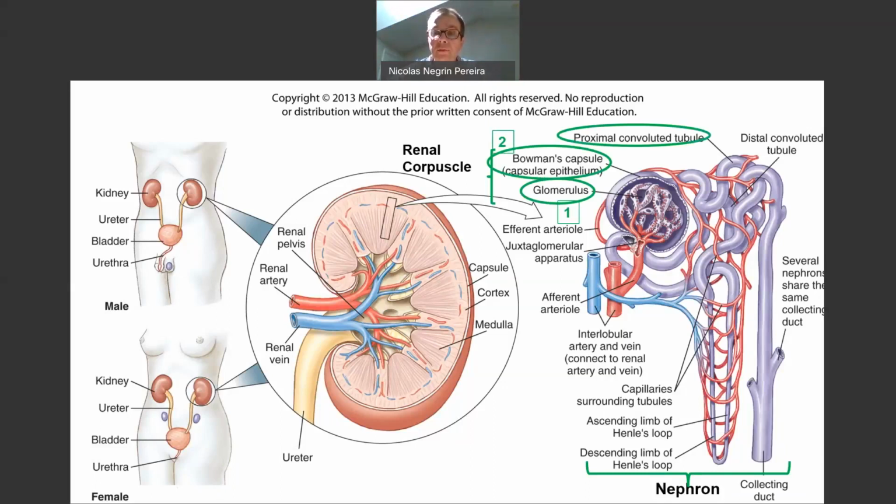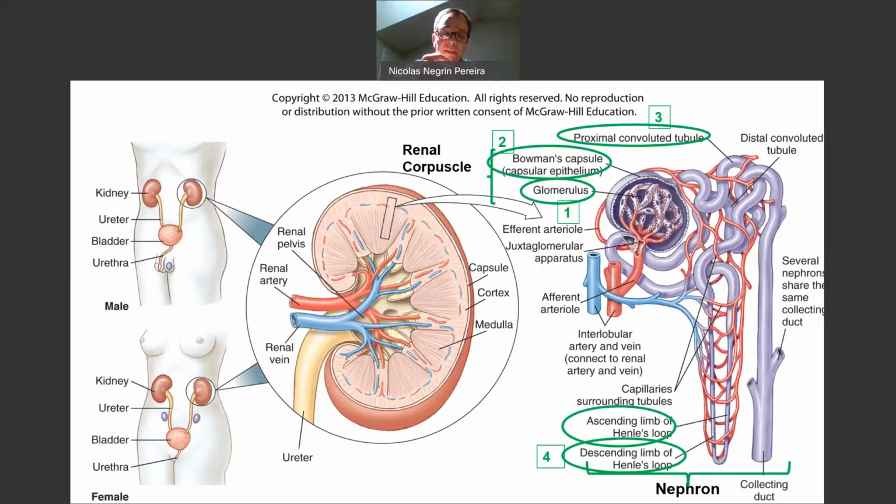Then we have the proximal convoluted tubule, followed by the descending limb of the loop of Henle. Then, of course, we have the ascending limb of the loop of Henle. Both the descending limb and the ascending limb travel through the whole medulla, from the cortex to the medulla of the kidney.